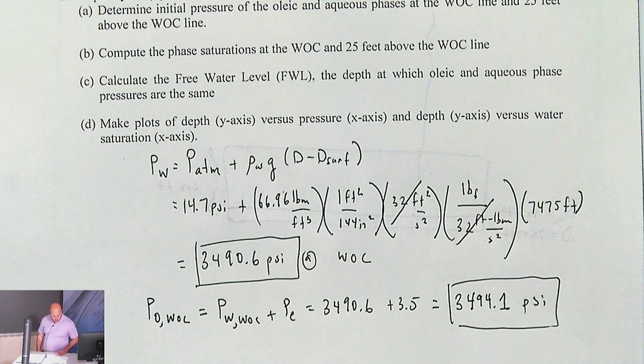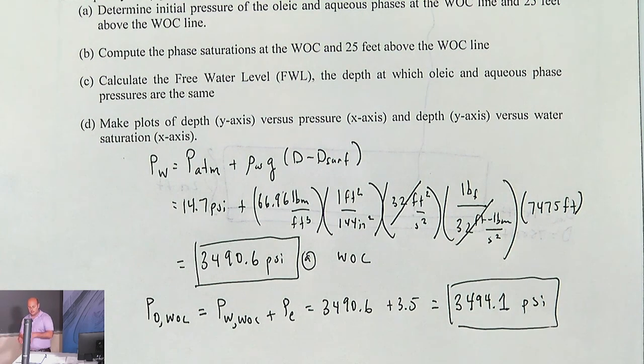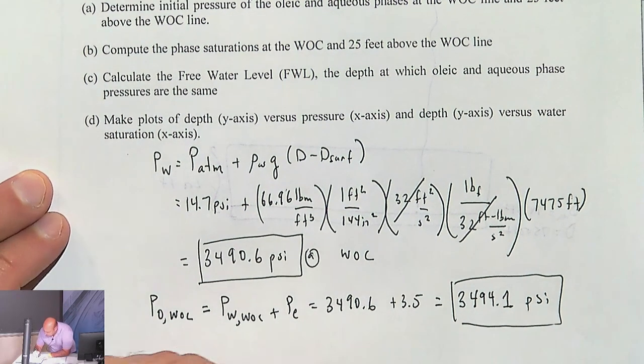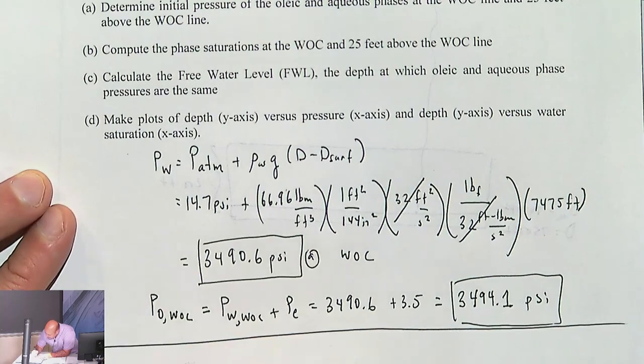So the next part of this is to calculate the water and the oil pressure at 25 feet above that, so it's 7450 feet. Pressure of the water should be pretty straightforward. We're going to use the same formula we did before. Pressure of the oil, we're going to have to kind of back calculate. So we're going to have to start at the water oil contact line and go upwards from that. So let's do, at 7450 feet.